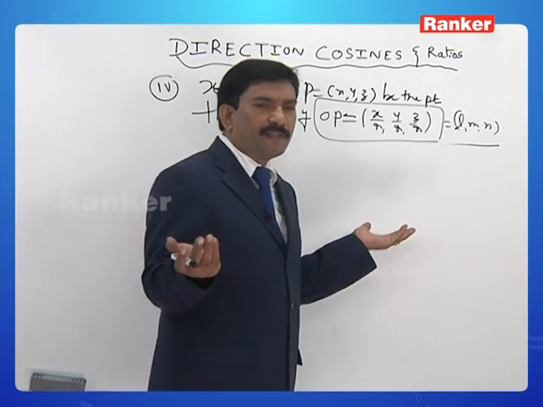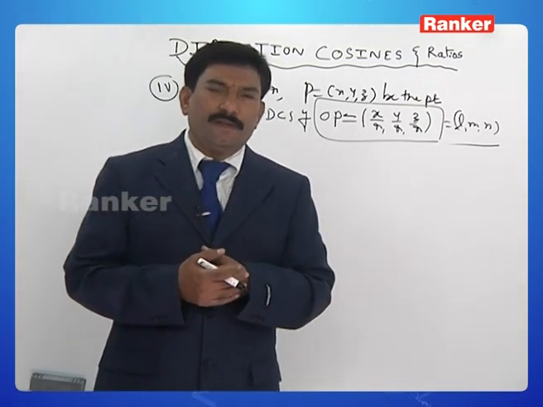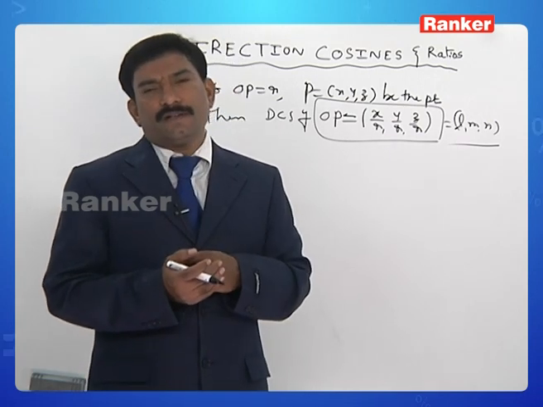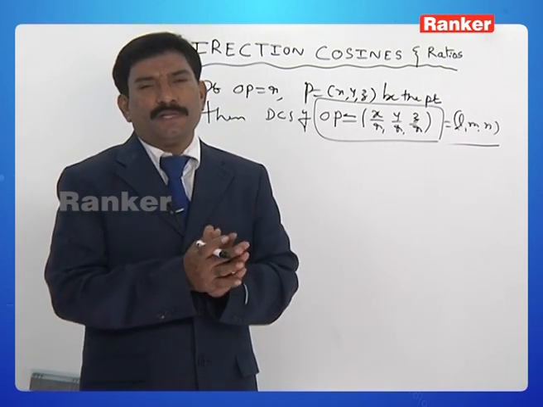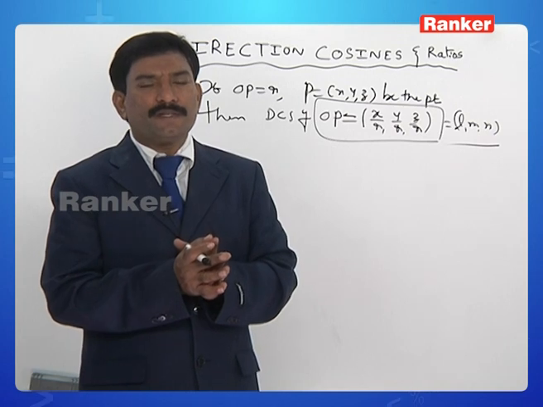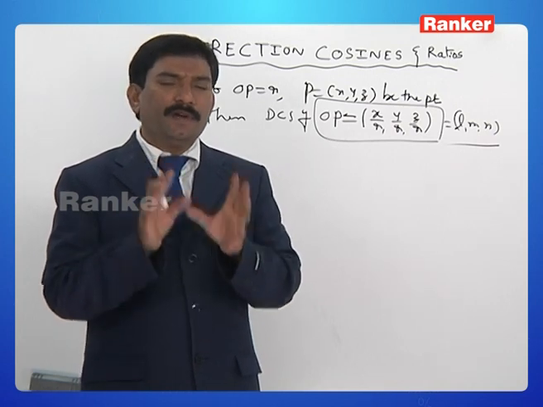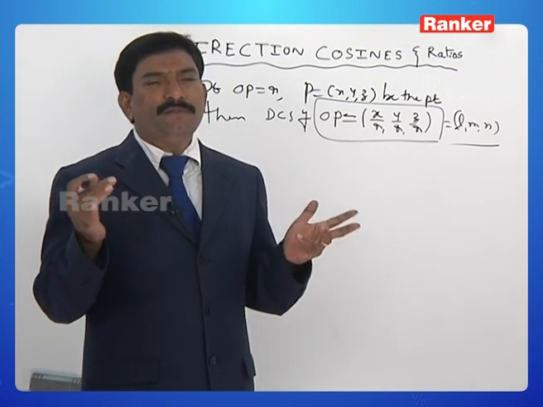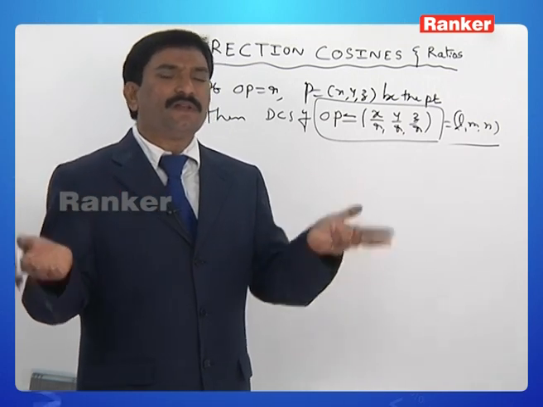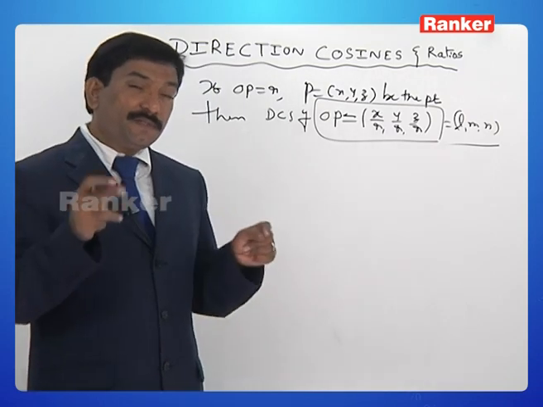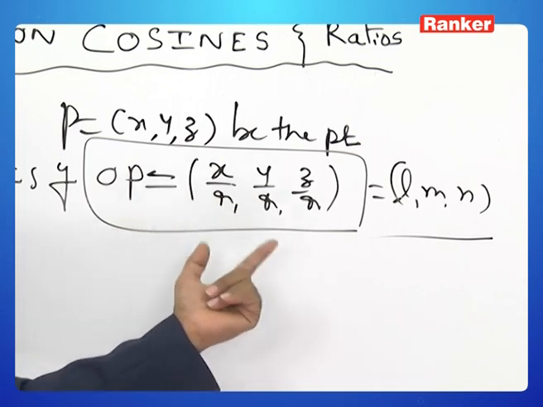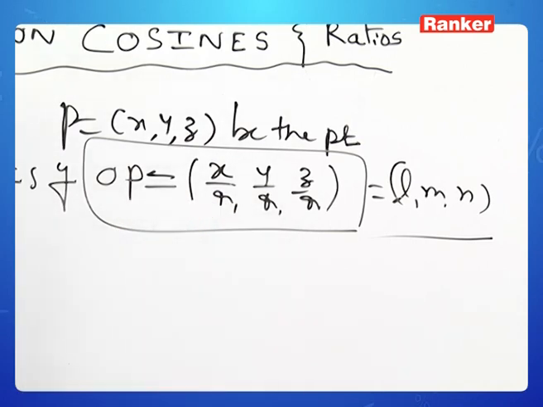So therefore, l is equal to x by r, so x is equal to lr, m is equal to y by r, so y is equal to mr, and z is equal to nr. This is how you can express the coordinates of a point. When the coordinates are given and the length of the segment OP is given, you can write every point in terms of direction cosines, and the direction cosines of a line segment can also be found as x by r, y by r, z by r.